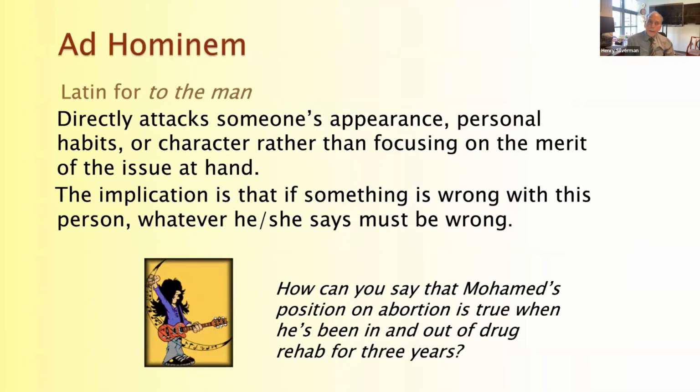One of them is ad hominem, and that's Latin for "to the man." Essentially, a person directly attacks someone's appearance, personal habits, or character rather than focusing on the merit of the issue at hand. The implication is that if something is wrong with this person, then whatever he or she says must be wrong as well. For example: how can you say that Mohammed's position on abortion is true when he's been in and out of drug rehab for 3 years?